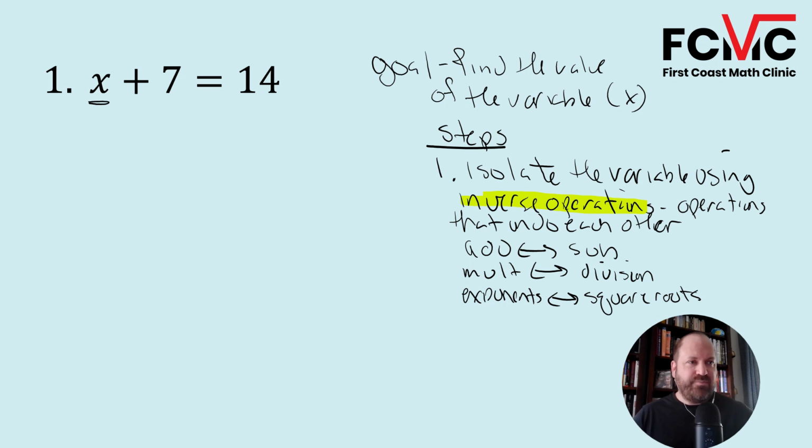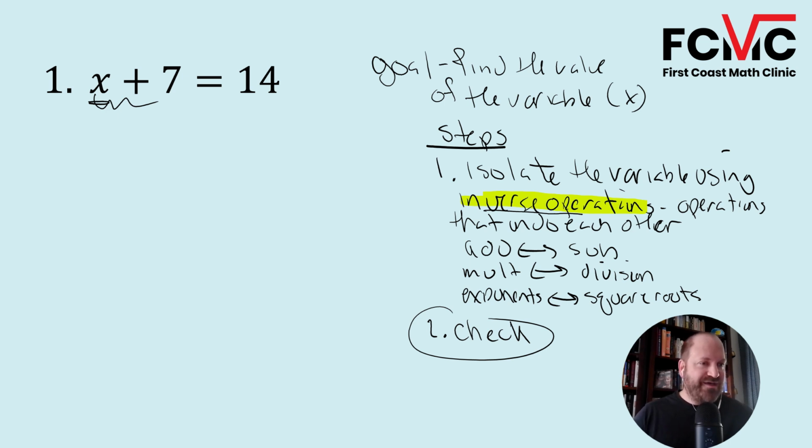So we want to figure out what operation is happening right here between the x and the 7, and we want to use the inverse operation of that, the operation that undoes it, okay? And I know this is called one-step equations, but we do actually have another step. We add to all of our equations a check, to make sure our answer is correct. So one-step equations, but we do have a second step, which is check.